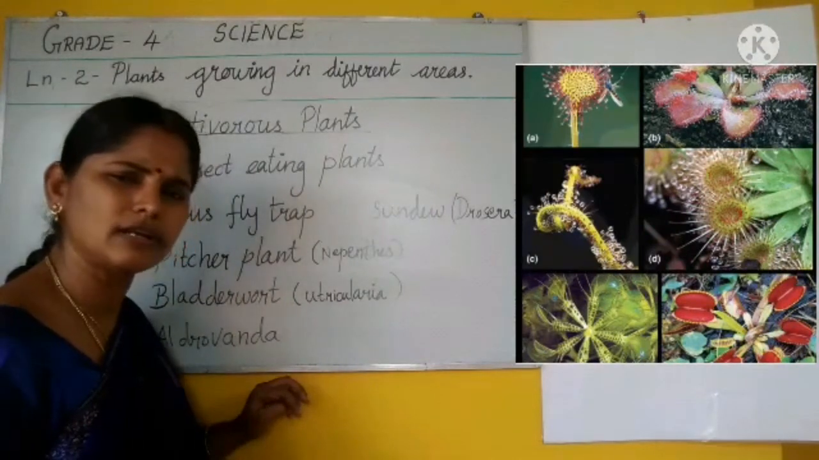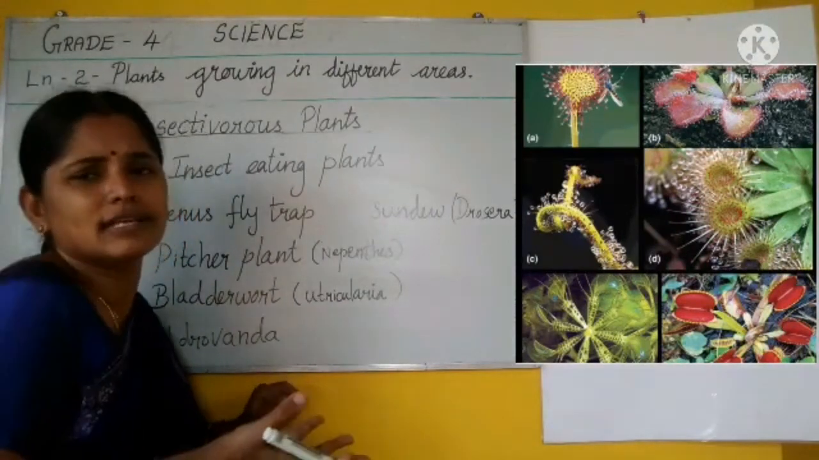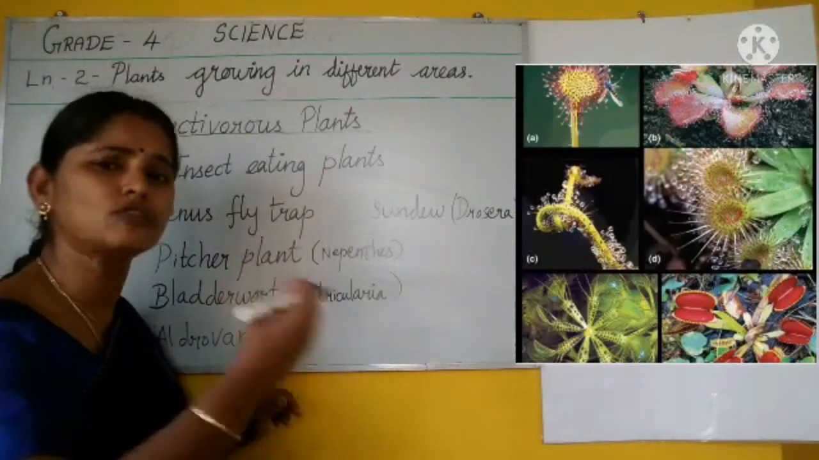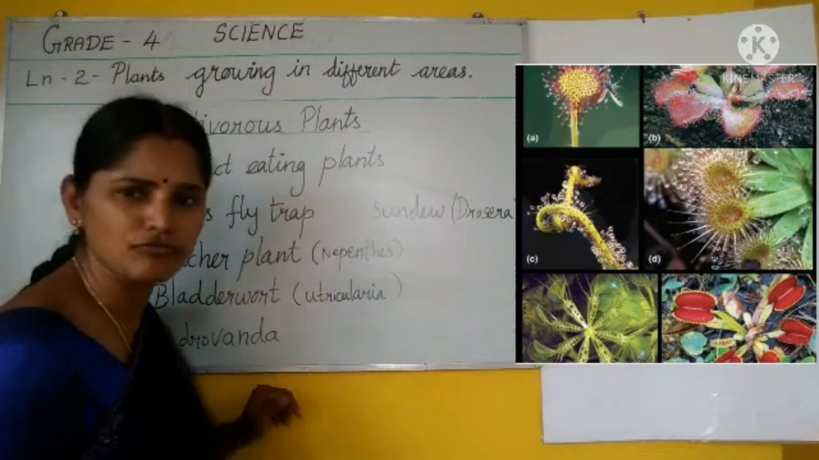How is it possible? Plant is a producer. It can prepare its own food by the process of photosynthesis.